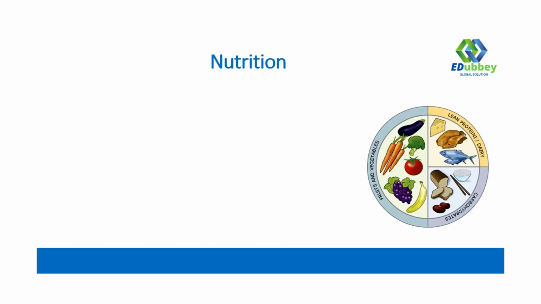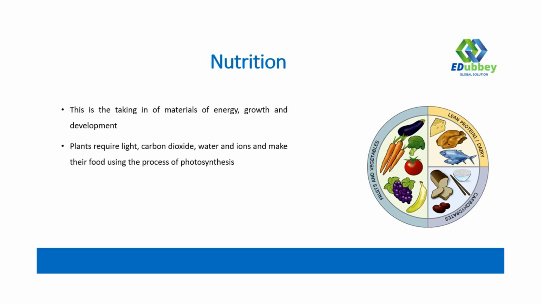Nutrition. This is the taking in of materials for energy, growth, and development. Plants require light, carbon dioxide, water, and ions to make their food through the process of photosynthesis. But animals require organic substances and water to obtain their food, that is ready made and eaten by them.